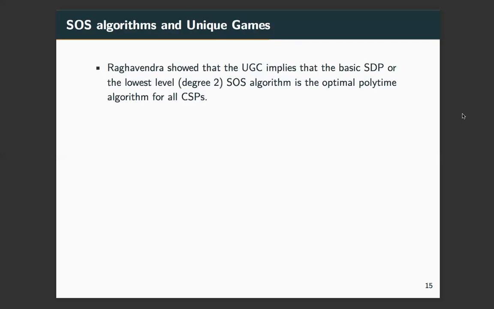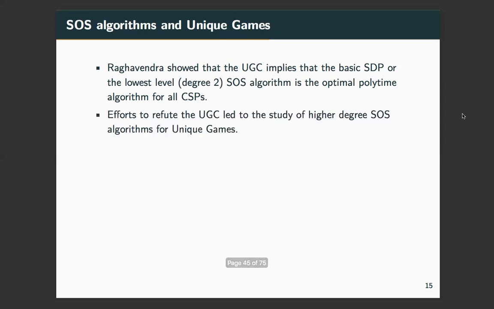Raghavendra showed that the UGC implies that the basic SDP, or the lowest level degree 2 sum of squares algorithm, is the optimal polytime algorithm for all CSPs. This led to efforts to refute the UGC using higher degree sum of squares algorithms for unique games.